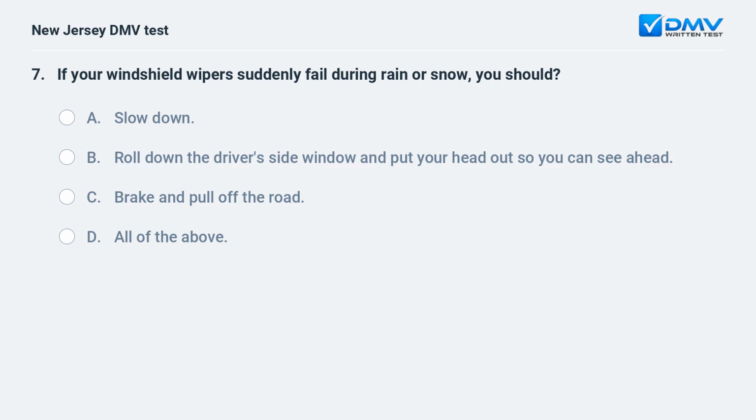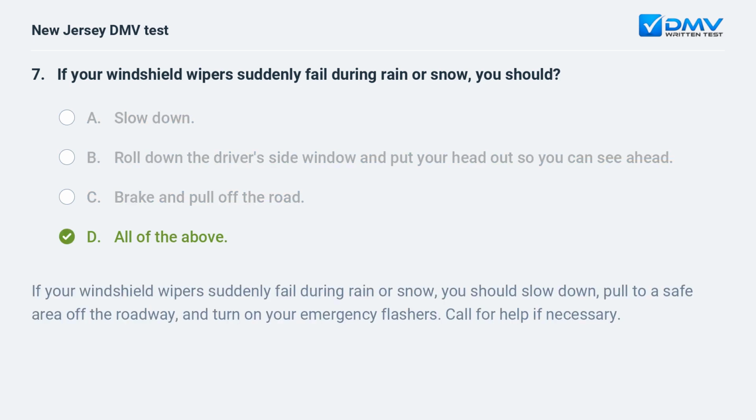If your windshield wipers suddenly fail during rain or snow, you should A. Slow down. B. Roll down the driver's side window and put your head out so you can see ahead. C. Brake and pull off the road. D. All of the above. D. All of the above. If your windshield wipers suddenly fail during rain or snow, you should slow down, pull to a safe area off the roadway, and turn on your emergency flashers. Call for help if necessary.